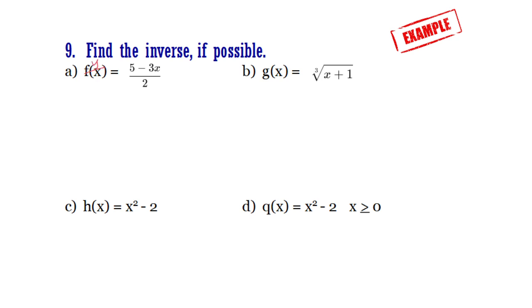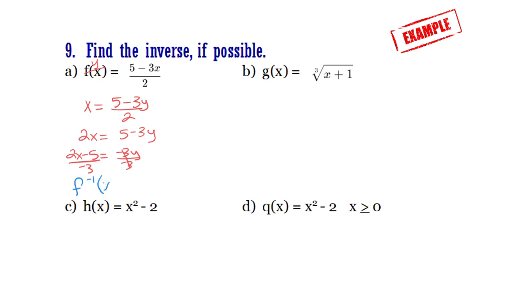First thing I do is change this f of x to a y. And then I'm going to switch the x and y. So it's going to be x equals 5 minus 3y over 2. And now you want to rearrange it and get that y isolated, so it's y equals. So I'm going to take it times 2 on both sides to get rid of the fraction. I'm going to subtract the 5 and divide by the negative 3.